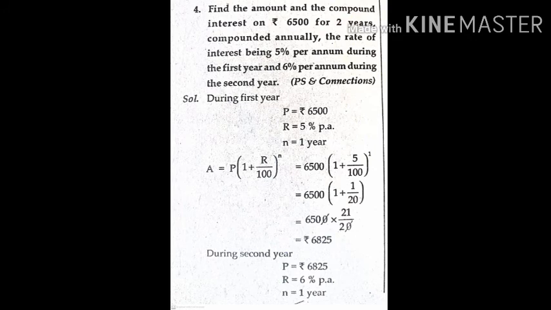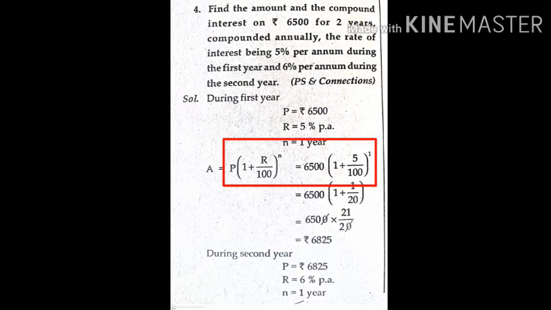Next, fourth problem. Find the amount and the compound interest on 6,500 rupees for 2 years, compounded annually. The rate of interest being 5% per annum during the first year and 6% per annum during the second year. Solution. During the first year, principal is equal to 6,500 rupees, rate of interest is equal to 5% and n is equal to 1 year. Therefore, A is equal to P into 1 plus R by 100 whole power n. That is equal to P means 6,500 into 1 plus R means 5 by 100 whole power n means 1.